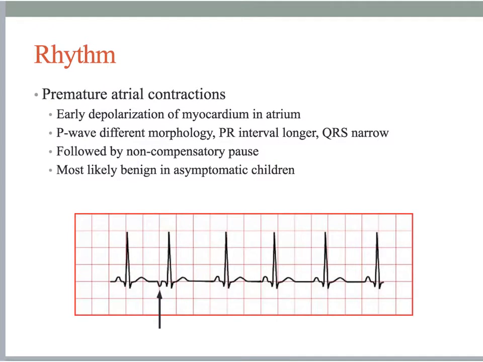Another common finding on pediatric EKGs that will lead to an irregular rhythm is premature atrial contractions. Premature atrial contractions are caused by early depolarization of the myocardium in the atrium. The P wave morphology will be different from the sinus beats, and the PR interval may be longer. However, the QRS will still be narrow. Premature atrial contractions are followed by a non-compensatory pause. They are most likely benign in asymptomatic children.